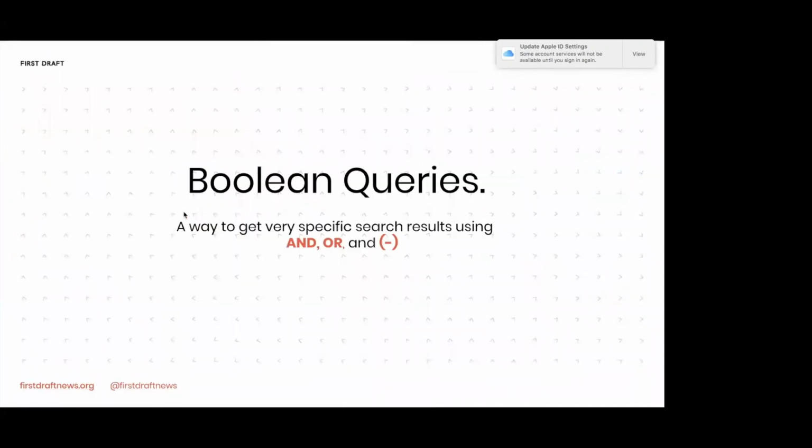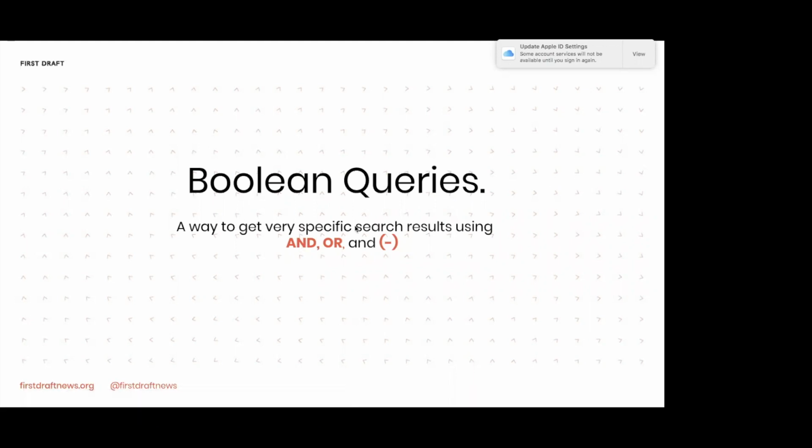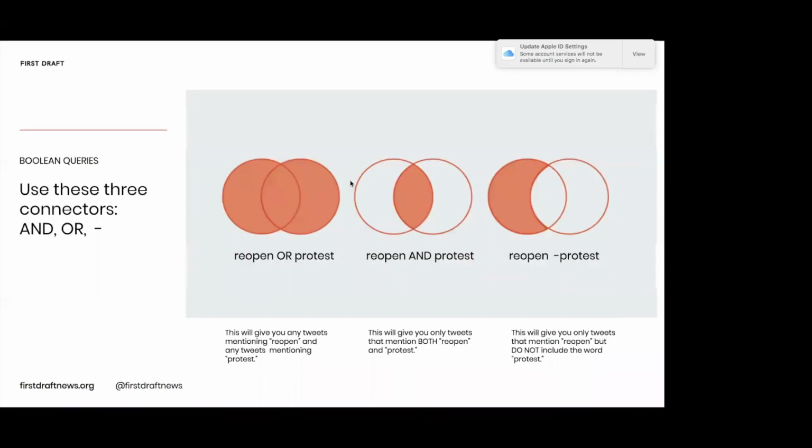So Boolean queries. We're going to talk a lot about Boolean queries. It's one of the main things we're going to cover in this session. And the reason for that is that Boolean queries are a way to get really specific search results using these three operators: and, or, and the minus sign. They can look very intimidating and complicated, but they're pretty simple once you break them down. And once you learn to master Boolean queries, you can end up finding some very, very tailored specific content.